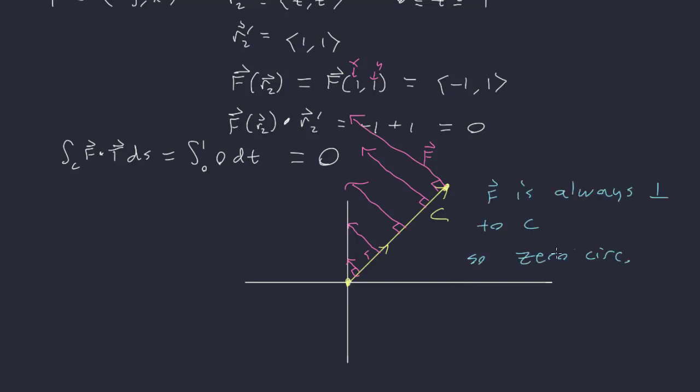So that means we have 0 circulation. Okay, now the one thing to keep in mind here is that 0 circulation can also mean that it's balanced. You have just as much positive circulation on part of the path as you do negative circulation on the other part of the path. All right.